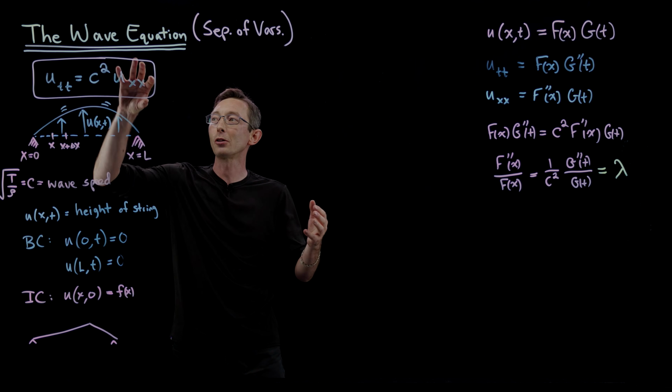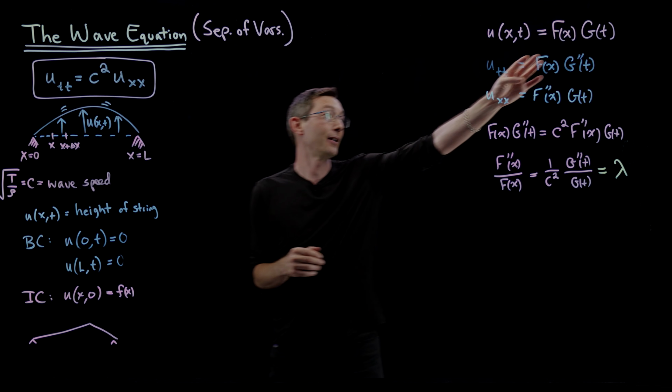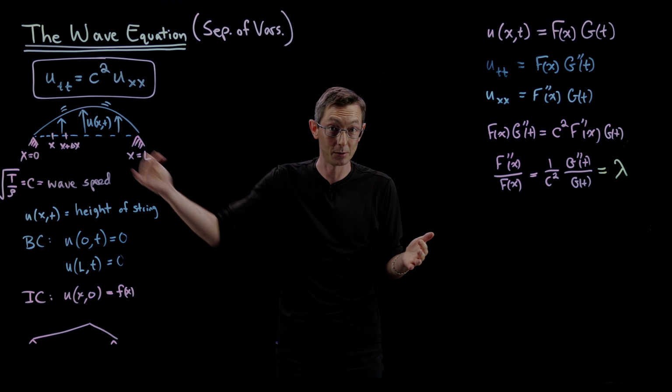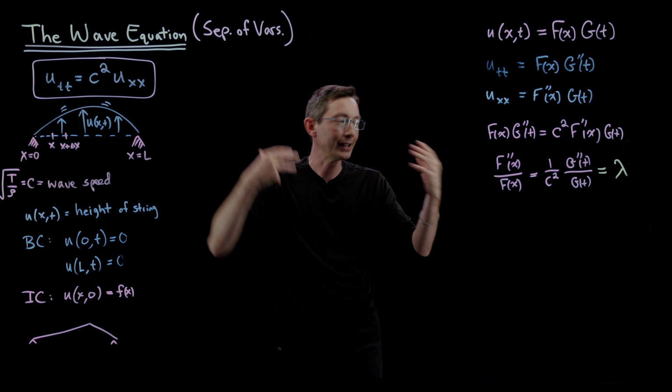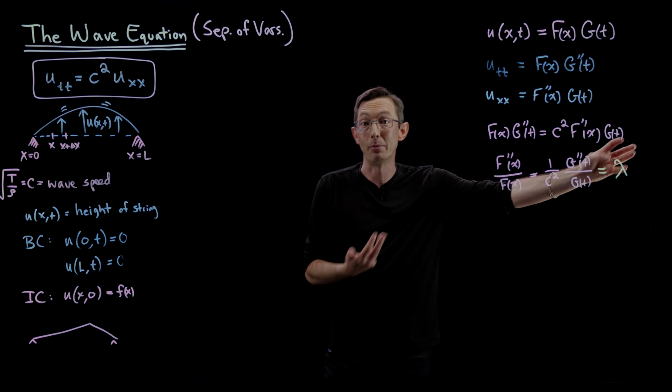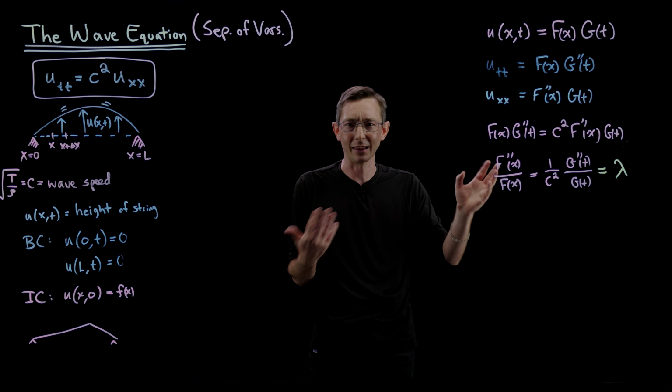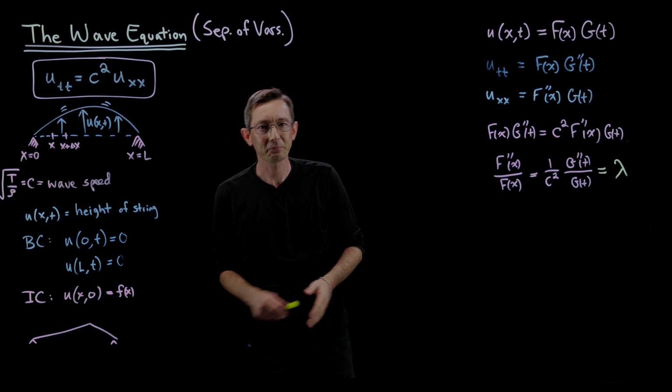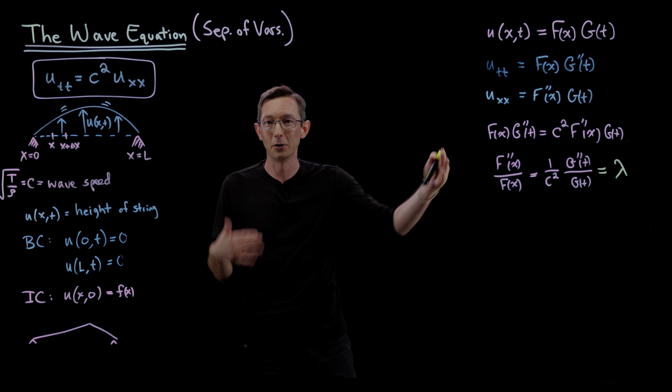And so I kind of already know that my functions of x, my f of x, are going to be sines with that period. And so that's going to help me figure out, should my lambda be positive or negative, things like that. So let's hope I get it right. If I don't, we'll fix it.